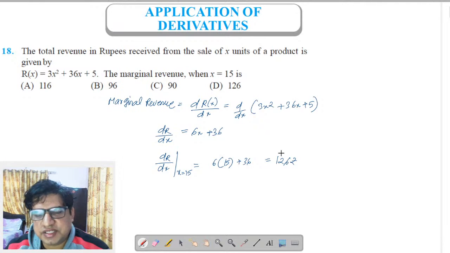So guys, again I am saying, in case of marginal value and marginal cost you just need to differentiate the revenue function to get the marginal value and the cost function to get the marginal cost. In all the other questions you need to just check what is changing and with respect to whom.